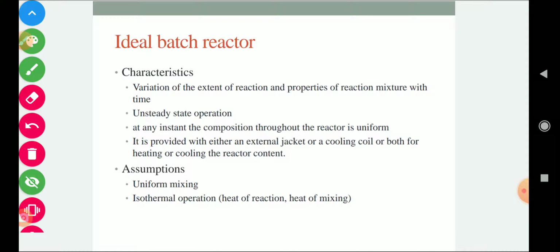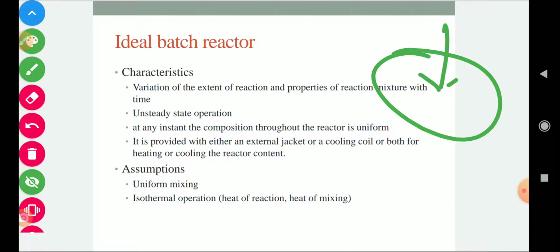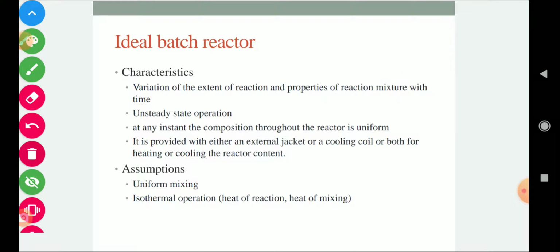Because in an ideal reactor, we put reactant and close the reactor for a particular time period. Within that time period, the reactant react with each other and form product. So due to chemical reaction, the composition changes with respect to time. So this is an unsteady state operation where the total number of reactant decreases with respect to time.